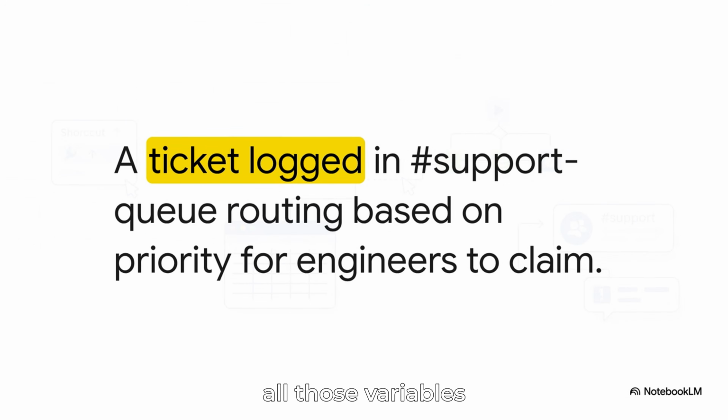The builder takes all those variables we just collected in the form and automatically posts a really cleanly formatted summary card directly into your hashtag support queue channel. It's automatically routed based on priority, it is highly visible to the whole team, and it's totally ready for an engineer to jump on and claim. Clean, highly efficient, and absolutely zero code required.